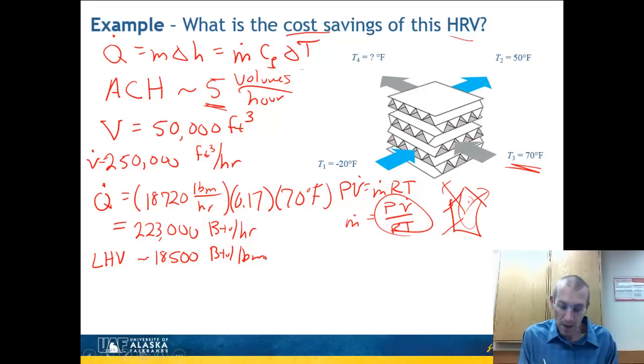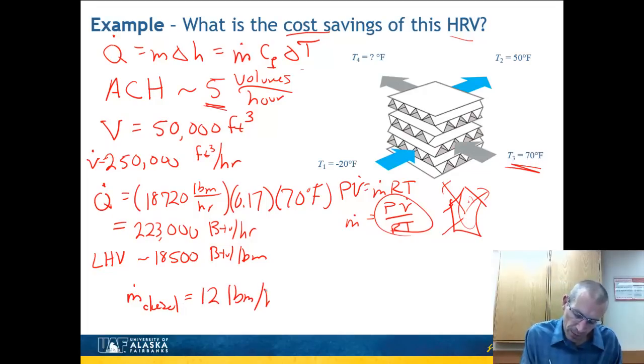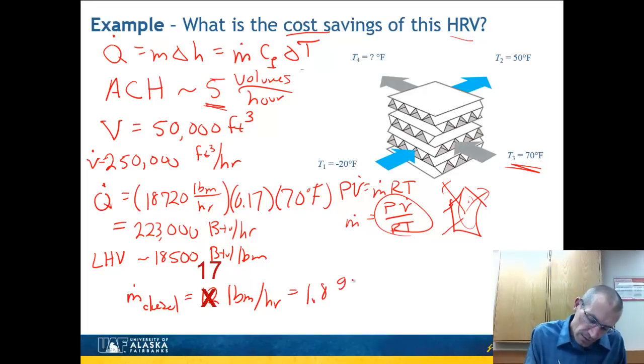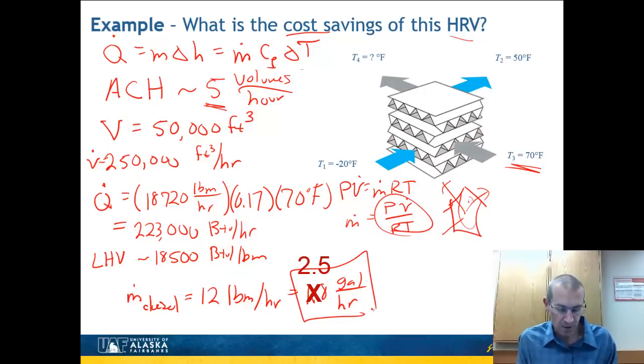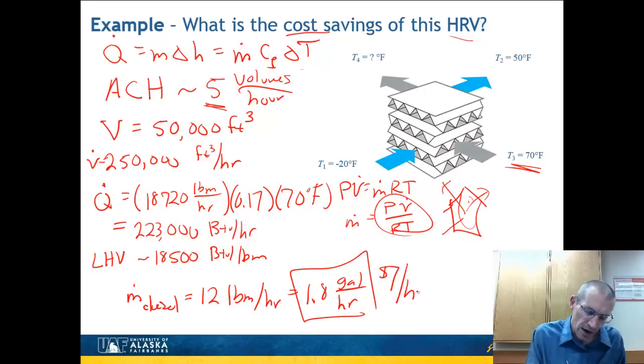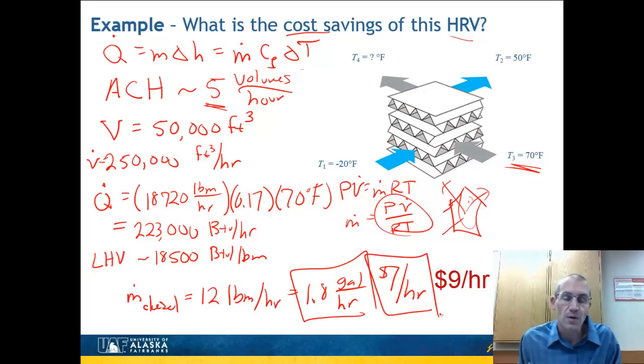So I can now determine how many pound mass of diesel I'm using per hour, and I find that that ends up being equal to the mass of diesel. You divide those two numbers, and that's about 12 pounds per hour. And that, if you go by density, is about 1.8 gallons per hour. So you're saving 1.8 gallons of fuel per hour. And in fact, I just ordered my fuel today. It was $3.80. So that comes out to be about $7 an hour. So saving $7 an hour running this HRV unit, that's not an insignificant amount of money.